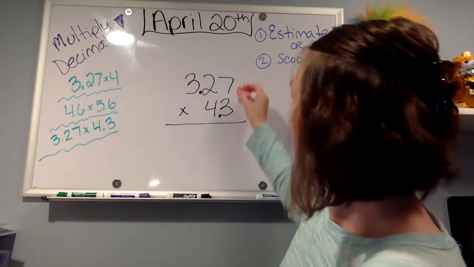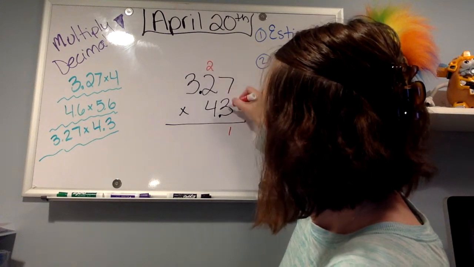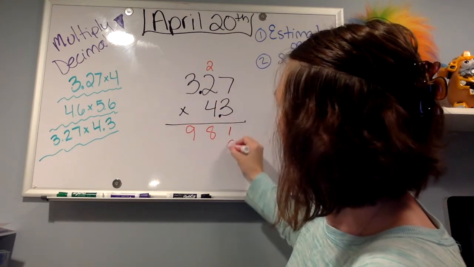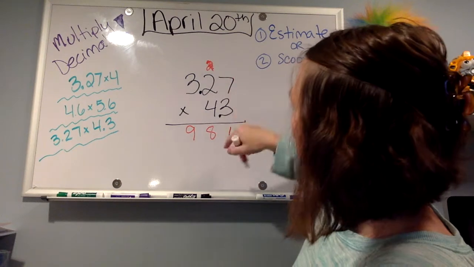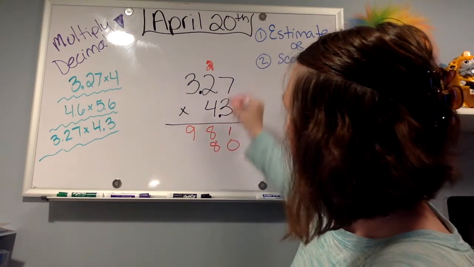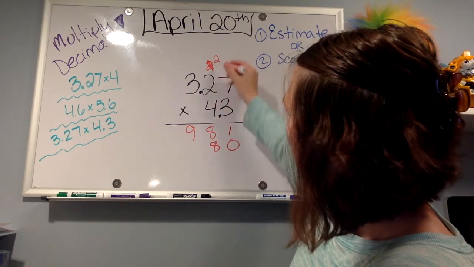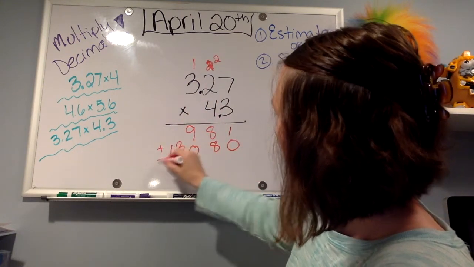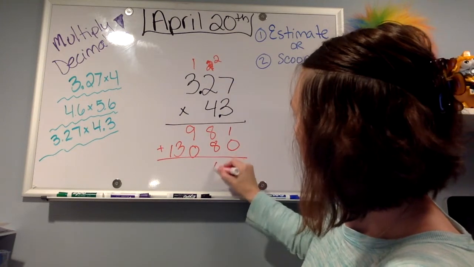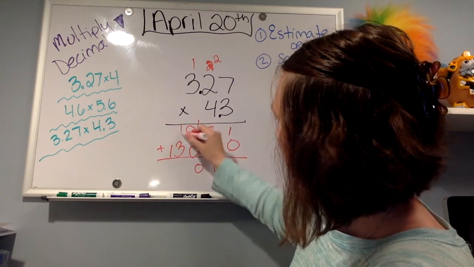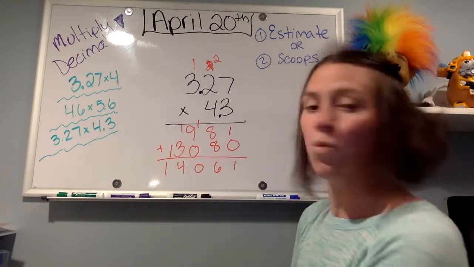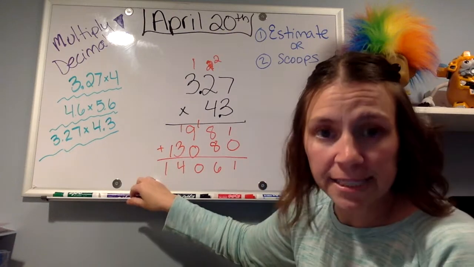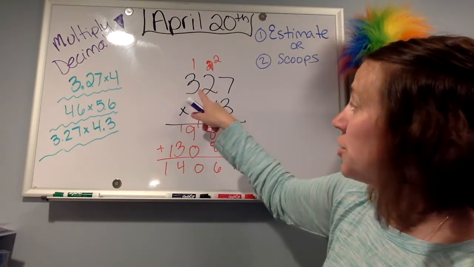So 3 times 7 is 21. 6 and 2 is 8. And then 3 and 3 is 9. Okay? 0, hero. I'm done with this guy. 4 times 7 is 28. 4 times 2 is 8 plus 2 is 10. 12 and 1 is 13. We're going to add 1, 16, 10, 4, 1. So 14,061.